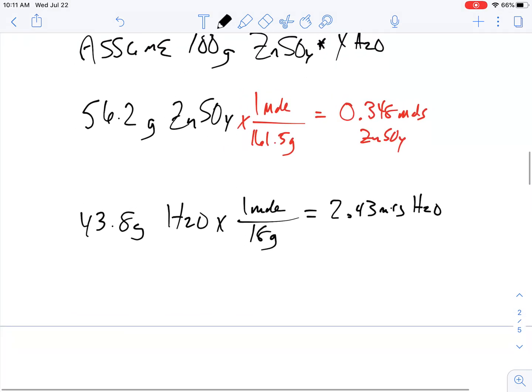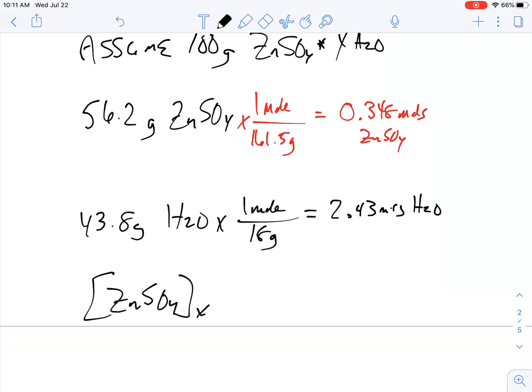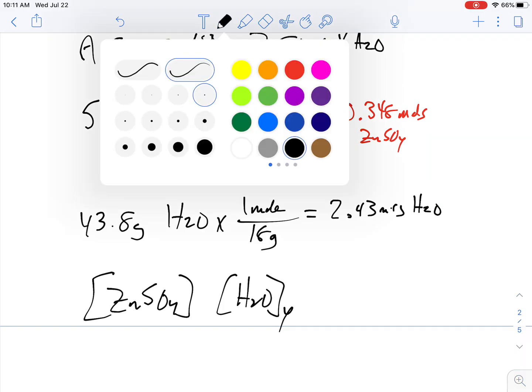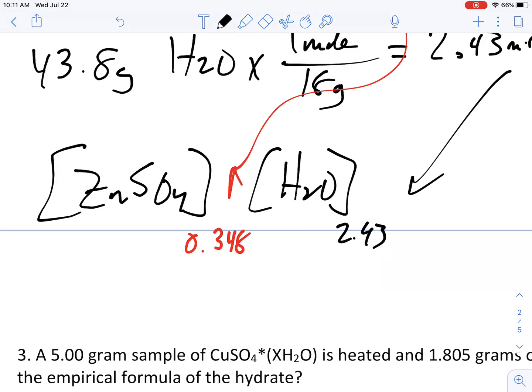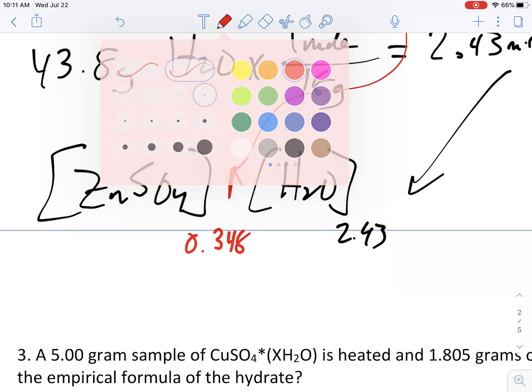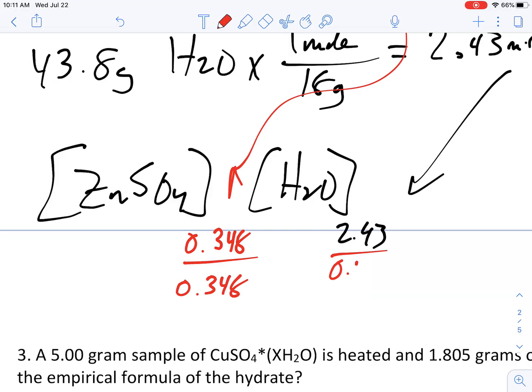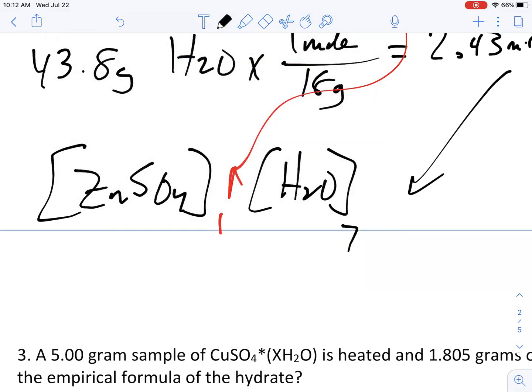So now what I do is I set this up so that I have my zinc sulfate part, that's X, and I have my water part, that's Y, except I now have those numbers. My zinc sulfate is no longer X, it's my 0.348 that I got from here. And my water is no longer Y, my water is the 2.43 I got from here. But what did we learn in the last part? If you have these two things like this, you want them to be whole numbers. So what do you do? You divide by the smallest number, which is in this case the 0.348, and you divide this by 0.348. And when you do that, this just becomes 1. And 2.43 divided by the 0.348 that is there is, if I've got my math right, a 7.